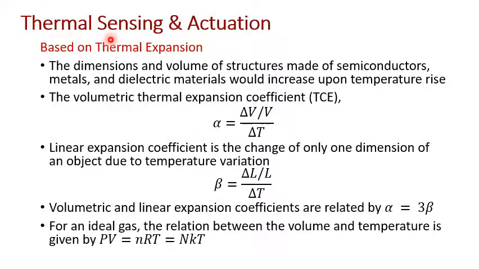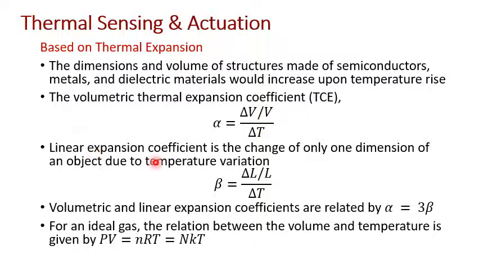Now we will look at the thermal sensing and actuation principle. Most materials will undergo thermal expansion. That is, the dimension and volume of structures made up of semiconductors, metals and dielectric materials have a tendency to increase on rise in temperature. The volumetric thermal expansion coefficient of a material is defined as alpha, which is equal to the relative change in volume ΔV by V to the change in temperature ΔT.